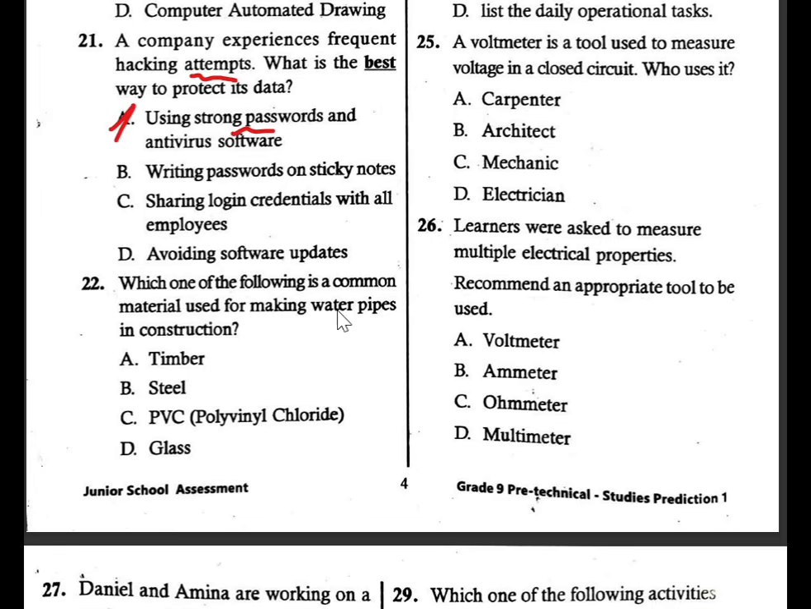22, which one of the following is a common material used for making water pipes in construction? So water pipes zinatengenezwa na nini? A, timber. B, steel. C, PVC. D, glass. You know that it is not timber. Timber absorbs water. Not steel. Steel can rust. It is prone to rust and corrosion. Not glass. You know that glass is fragile. Inaweza pasuka anytime. Therefore, use what we call PVC. PVC kwa nini? It is lightweight, rust-free, and it is inexpensive. And therefore, 22, the answer is C. Use what we call PVC. Therefore, the answer is C.